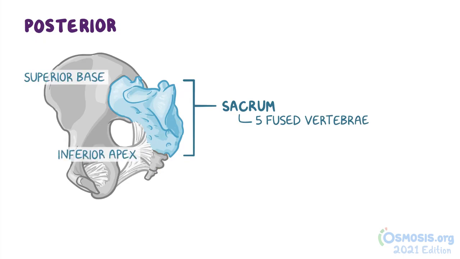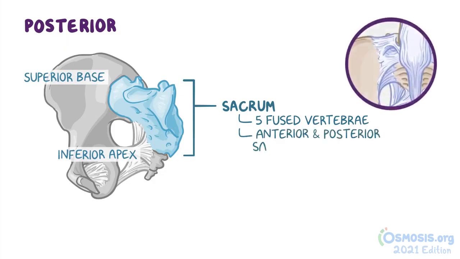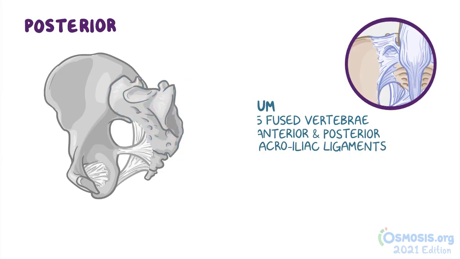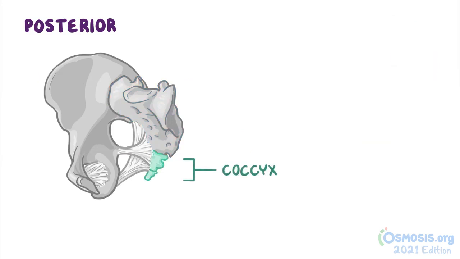Also, the sacrum connects to the hip bones on both sides, forming the sacroiliac joints. The anterior and posterior sacroiliac ligaments support this joint anteriorly and posteriorly. Next, there's the coccyx, also called the tailbone, which is a small triangular bone formed by the fusion of 4 vertebrae. Inferiorly, it attaches to the apex of the sacrum and forms the last part of the vertebral column.